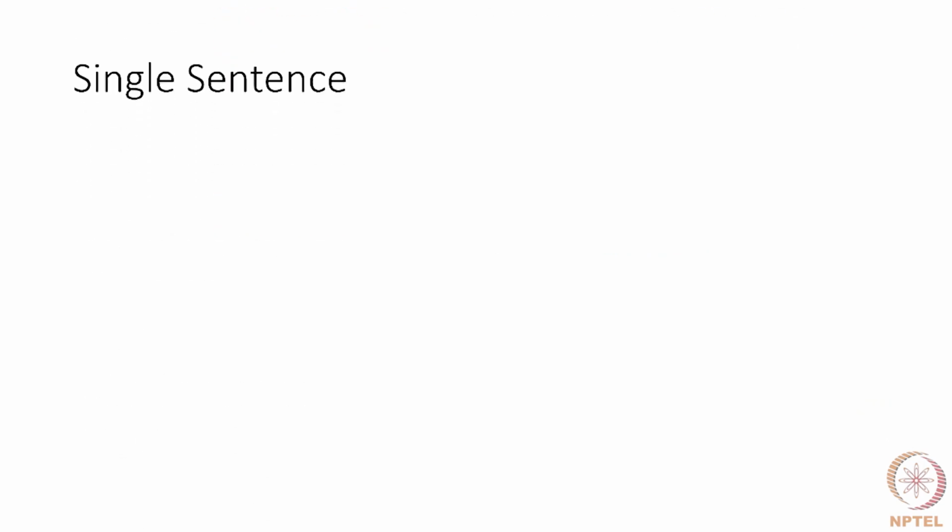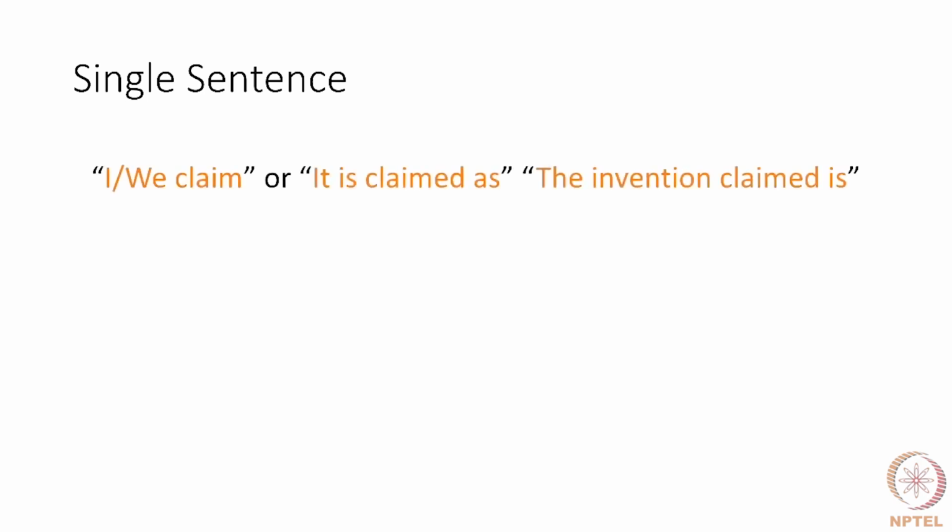Claims are normally written in a single sentence. Now, this is either in the form of I/we claim, it begins with that statement, or it is claimed as, or the invention claimed is. There are various combinations of using this. This is how a usual claim will begin. It will begin with I claim, or it is claimed, or the invention claimed is.